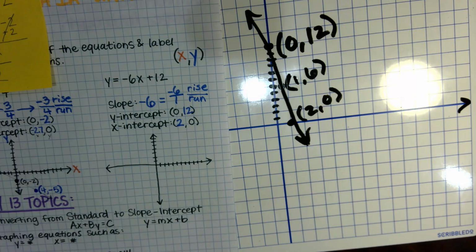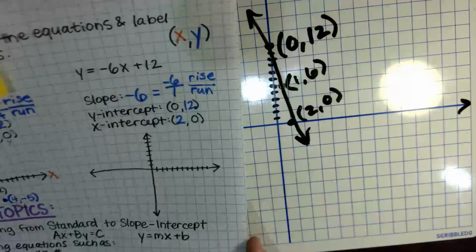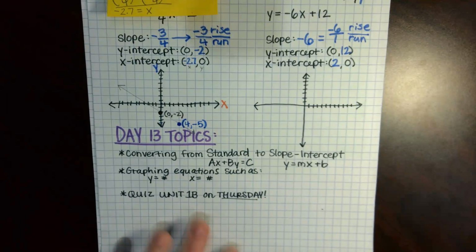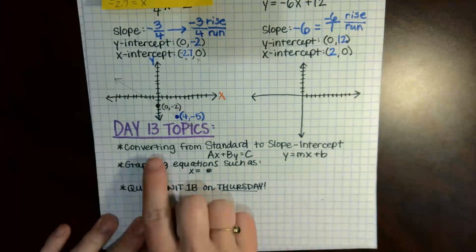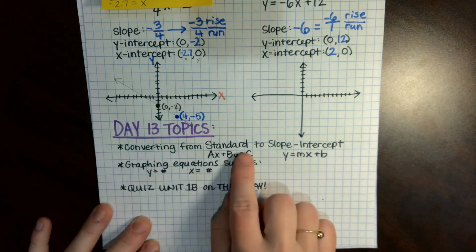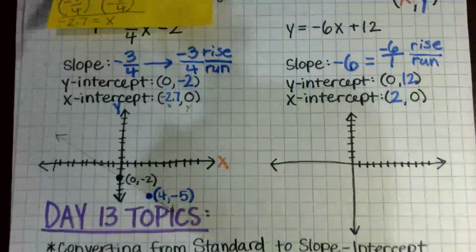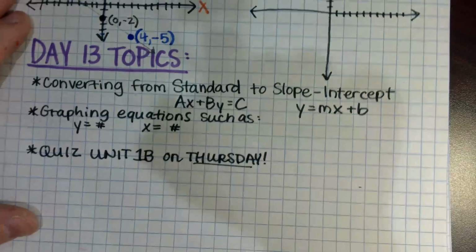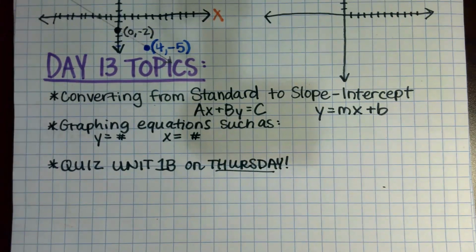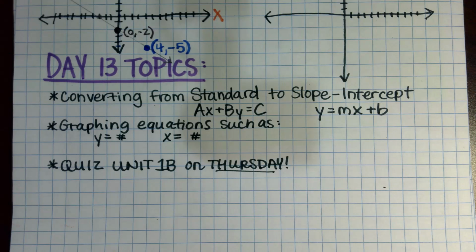Okay, guys, we are going to move on. We need to look at our topics for today. Today, what we are working on is converting from standard form to slope-intercept form. You don't have to write down the topics if you don't want. I'm just giving you kind of a full disclosure. This is what we're doing today. So we're going to convert an equation in standard form to slope-intercept form.